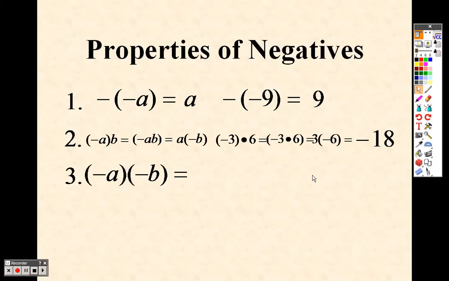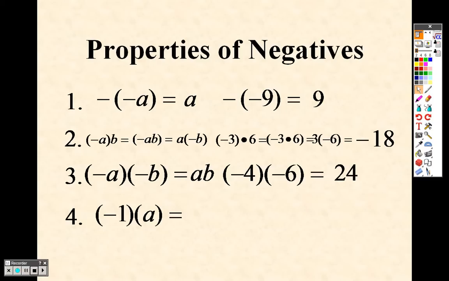The third rule here, if you have two negatives, a negative times a negative is a positive. So negative 4 times negative 6 is positive 24. Number 4, negative 1 times whatever number it is will give you a negative number of whatever that is. So negative 1 times 8 will give you negative 8.